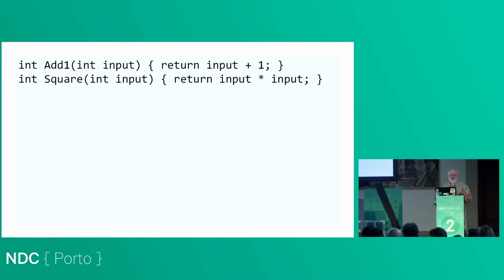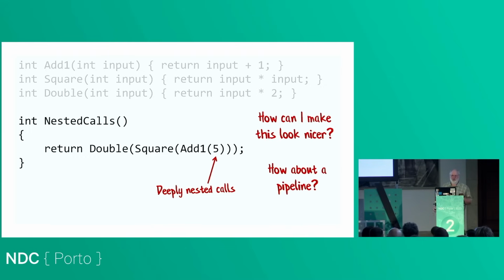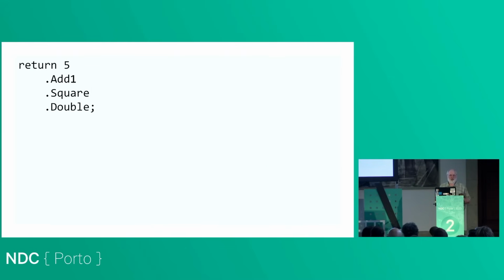Let's say you have three functions, and I want to add one, and then I want to square it, and then I want to double it, right? So the traditional way would be to use some sort of nested call like this. Sometimes you get really deeply nested and it's kind of ugly, right? So if I want to make this look nicer, I'll use a pipeline. So 5, and then add 1, and then square, and then double. That's much easier to see what's going on without all this nesting stuff.